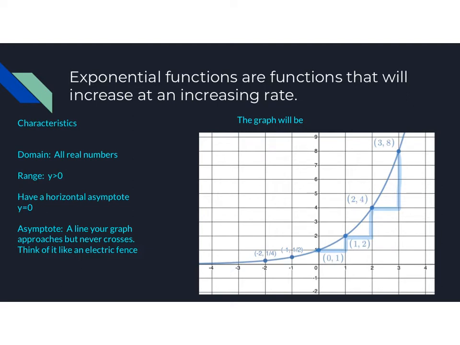And we have a new definition of a horizontal asymptote. An asymptote is a line that your graph approaches but never crosses. Think about it like an electric fence. Your graph is going to be approaching that electric fence as we go back into that negative region, but it's always going to stay a fraction that's positive, even if it's a very small and ungraphable fraction.